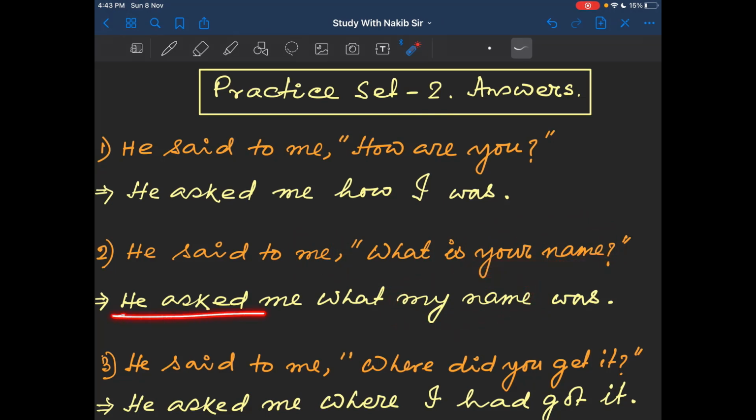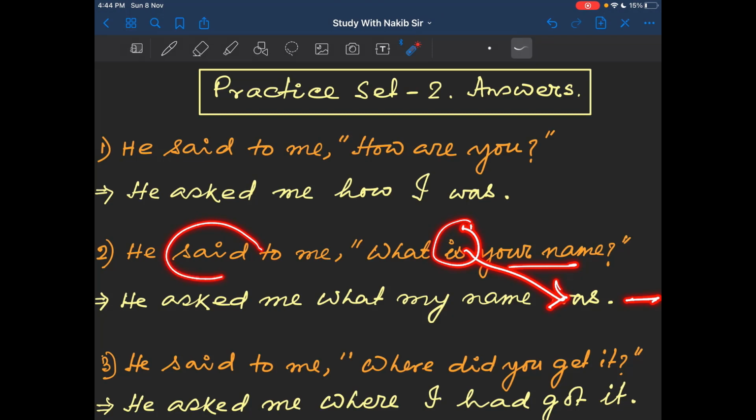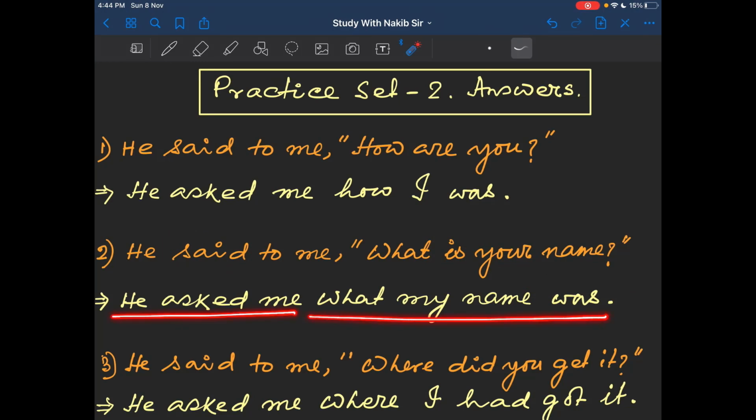So your answer is, he asked me what my name, and after name, is will be changed to was in the indirect narration as the reporting verb is in the past tense. You know all these things. So your answer is, he asked me what my name was. Remember this, very simple but very important. Most of the students write this way: he asked me what was my name. If you write what was my name, it will be immediately crossed. So always remember, he asked me what my name was.